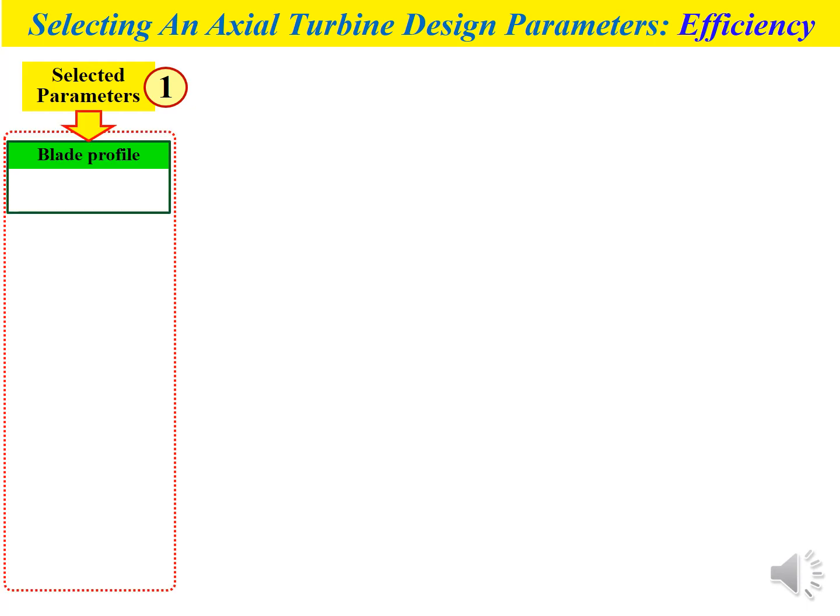Selecting an axial turbine design parameter based on the efficiency. So we have two types of parameter. First, we call the selected parameter, where for this parameter we can choose the value that is suitable based on the designer requirement. The first selected parameter is the blade profile, the shape of the blade that we will use for the rotor and also for the nozzle. And normally from the blade profile we will obtain the relative velocity vector W.